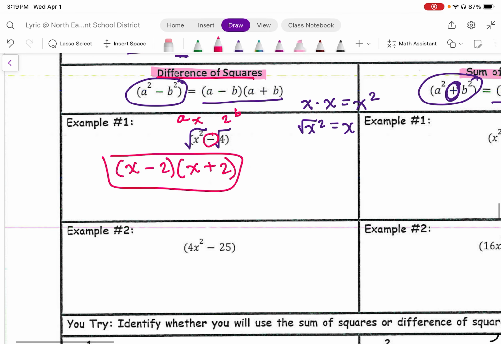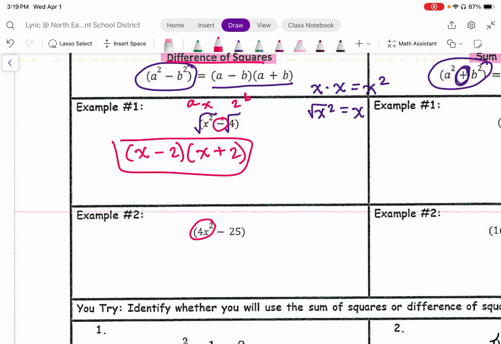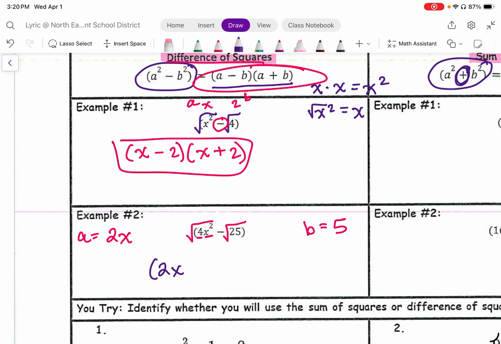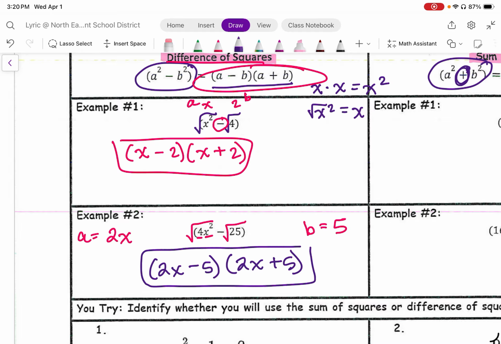Let's take a look at example 2 below. Again, we have a perfect square. 4 is a perfect square, x squared is a perfect square, and 25 is a perfect square. And they're being subtracted, so we're going to be using difference of squares. Square root, square root. What is the square root of 4? 2. And what's the square root of x squared? x. Now on the right, what is the square root of 25? It is 5. So now we can use these numbers to plug into the formula up here, where we say a minus b, so 2x minus 5, times a plus b, 2x plus 5. And bing, bop, bam, we're done with that problem.